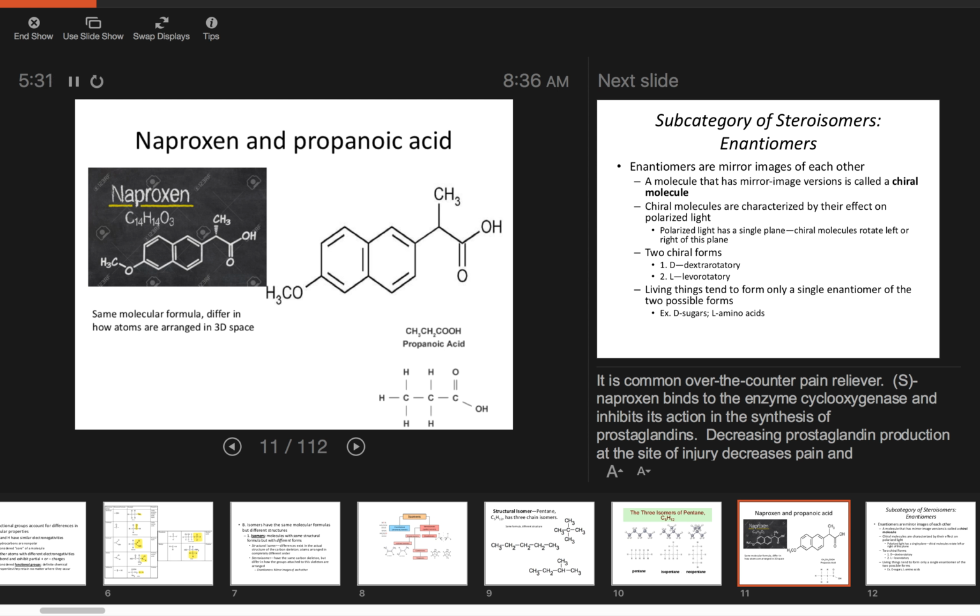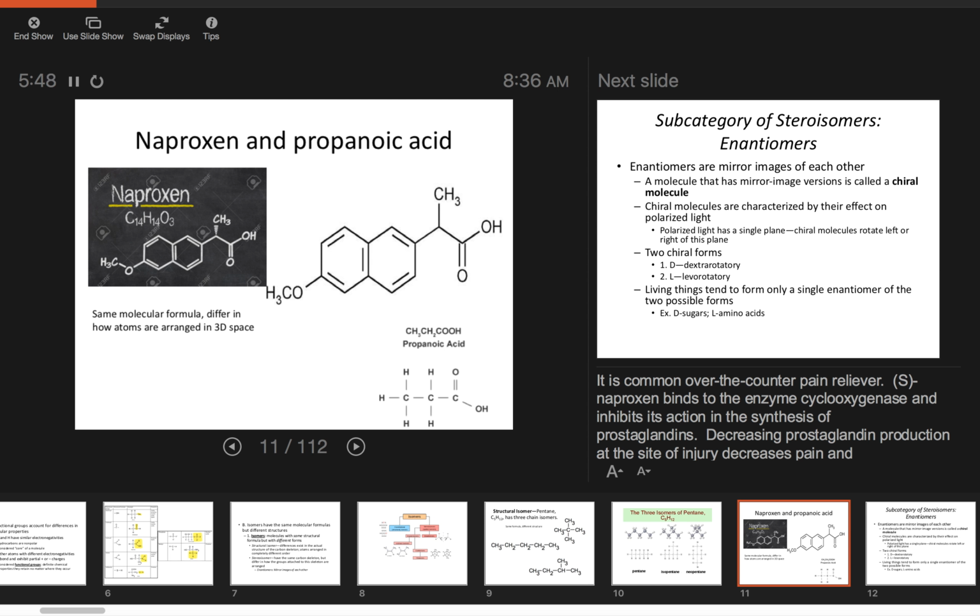So these two compounds have the same molecular formula. I mean, they have the same number of carbons, same number of oxygens and hydrogens, but they do differ in how their atoms are arranged in 3D space. And as a result, they are two completely different compounds.